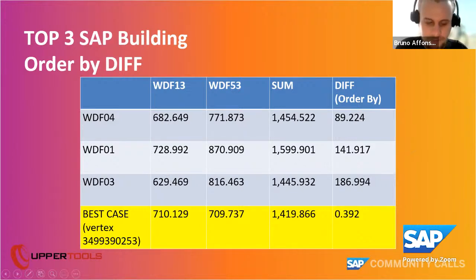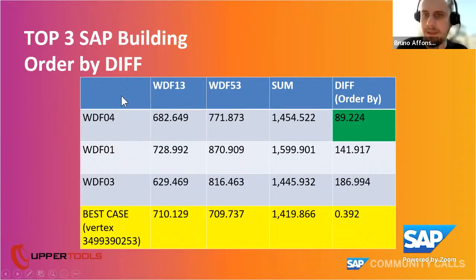So let's check the select top 3 order by the diff, and now with the top 4 order by the sum selected before, and let's check the return. So we get this value. We get the WDF4, and we can check the best diff value. In other words, the minimum difference traveled between the colleagues.